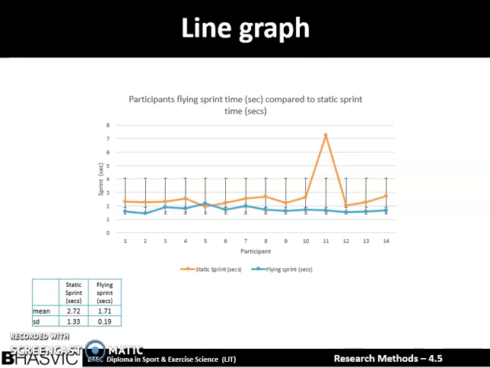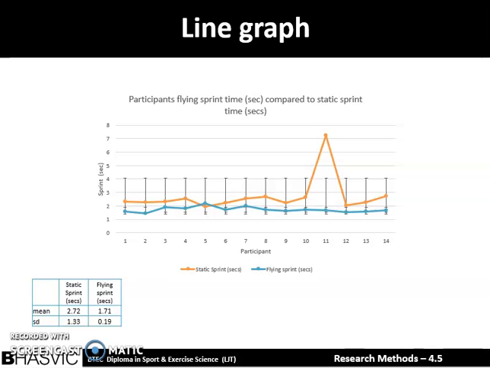The next graph is a line graph. A line graph is used as a comparison between 2 sets of data. In my example, I compared the flying sprint speed times with the static sprint speed times again. Along the x-axis is the number of participants in the study, and along the y-axis is the sprint time in seconds. This way of comparing data makes it easier to see the differences in the results.